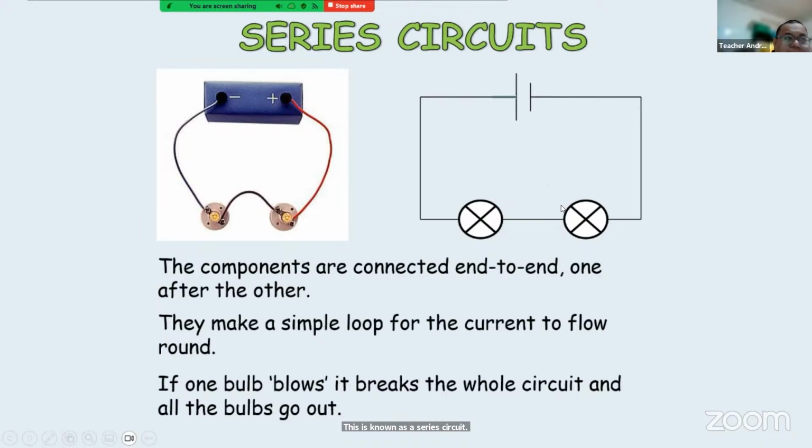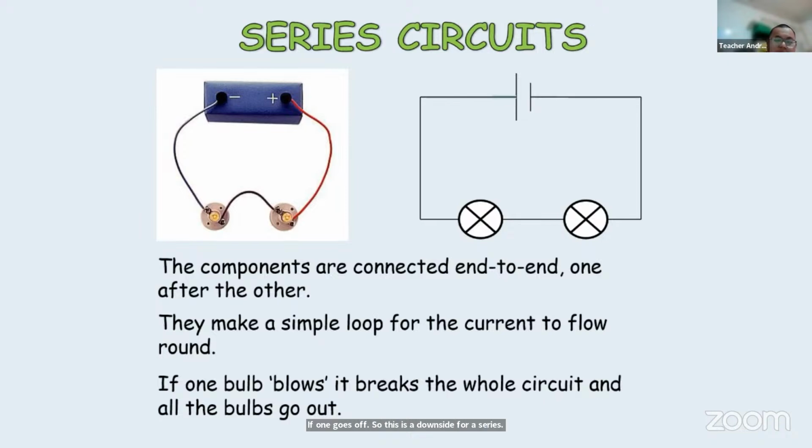There's one big problem for this circuit. If one light bulb blows, there will be a gap, and therefore it will break the whole circuit, and all the components, all light bulbs in this series circuit will go out. So no light bulb will light up if one goes off. So this is a downside for a series circuit.